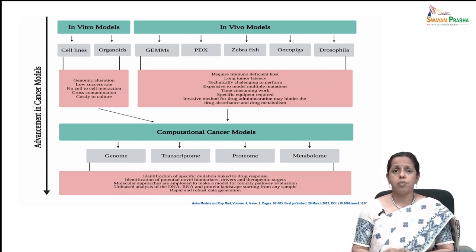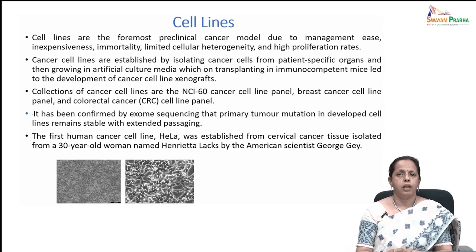So these are the advancements in the cancer models currently being applied all over. However, the tumors from all these models can be taken for further computational cancer analysis using any of these four omics technologies. A cancer cell line is an in vitro tumor model that is recorded as a ubiquitous feature for cancer biology, because it shows numerous intrinsic features of cancer, and it exhibits gene expression patterns, copy number alteration, and a transcription profile quite similar to the tumor of origin. So cell lines are foremost critical cancer models because of their ease of handling. They are relatively inexpensive compared to animal models. They are immortal, they do not have so much cellular heterogeneity, and they have very high replication rates.